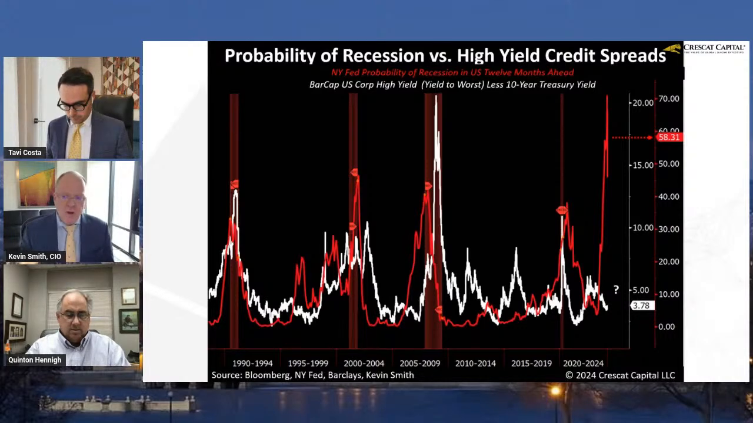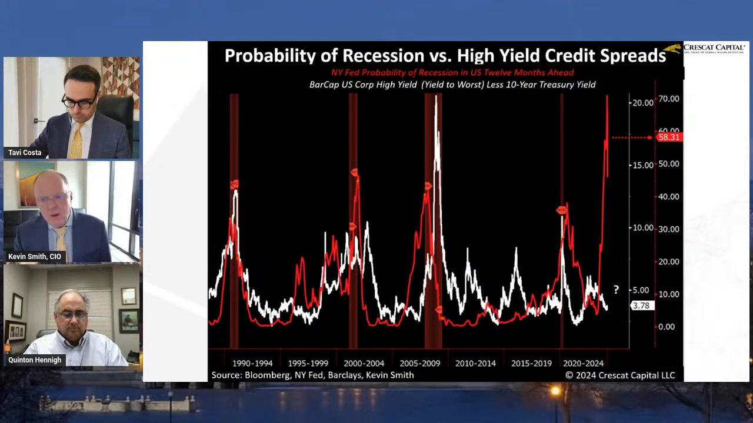But every other time the probability has gotten this high, or has been above 40%, we've actually had a recession. And what happens in a recession? High yield credit spreads blow out. The spread between junk bonds and the 10-year treasury note will go anywhere from 10 to 20% above treasury yields. And where are we today? We're near record low, tight credit spreads at around 3.7%.